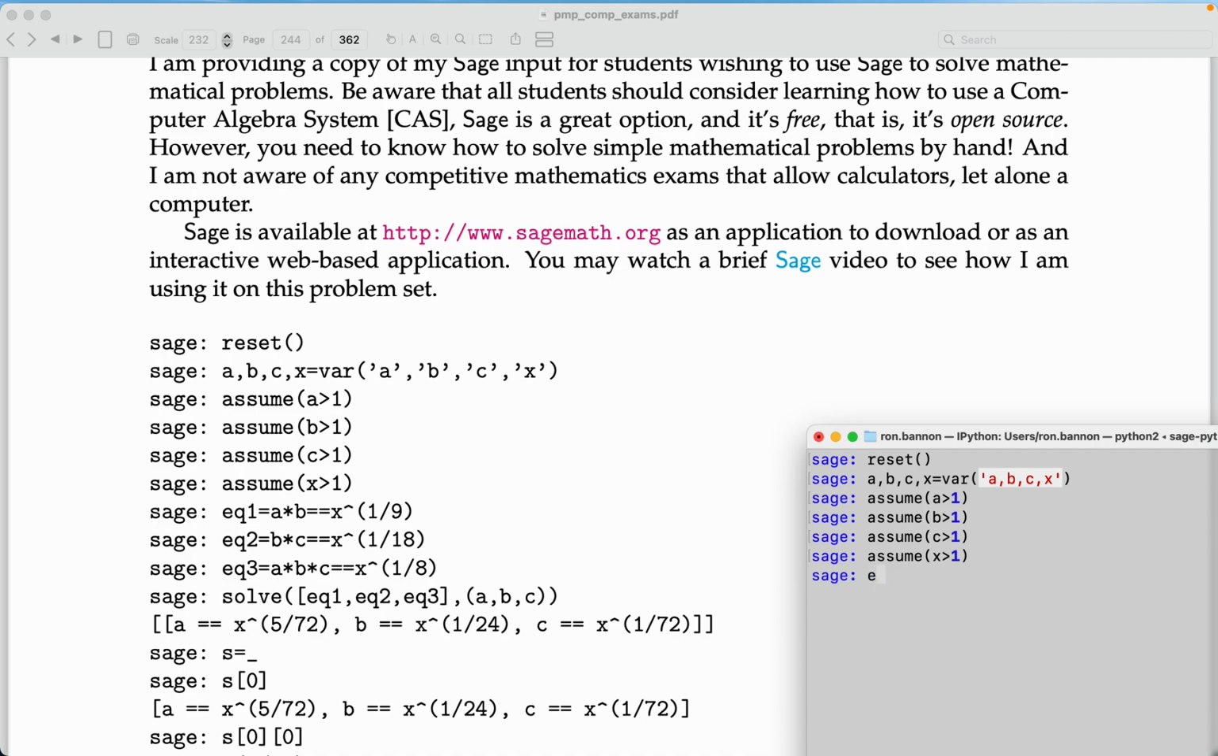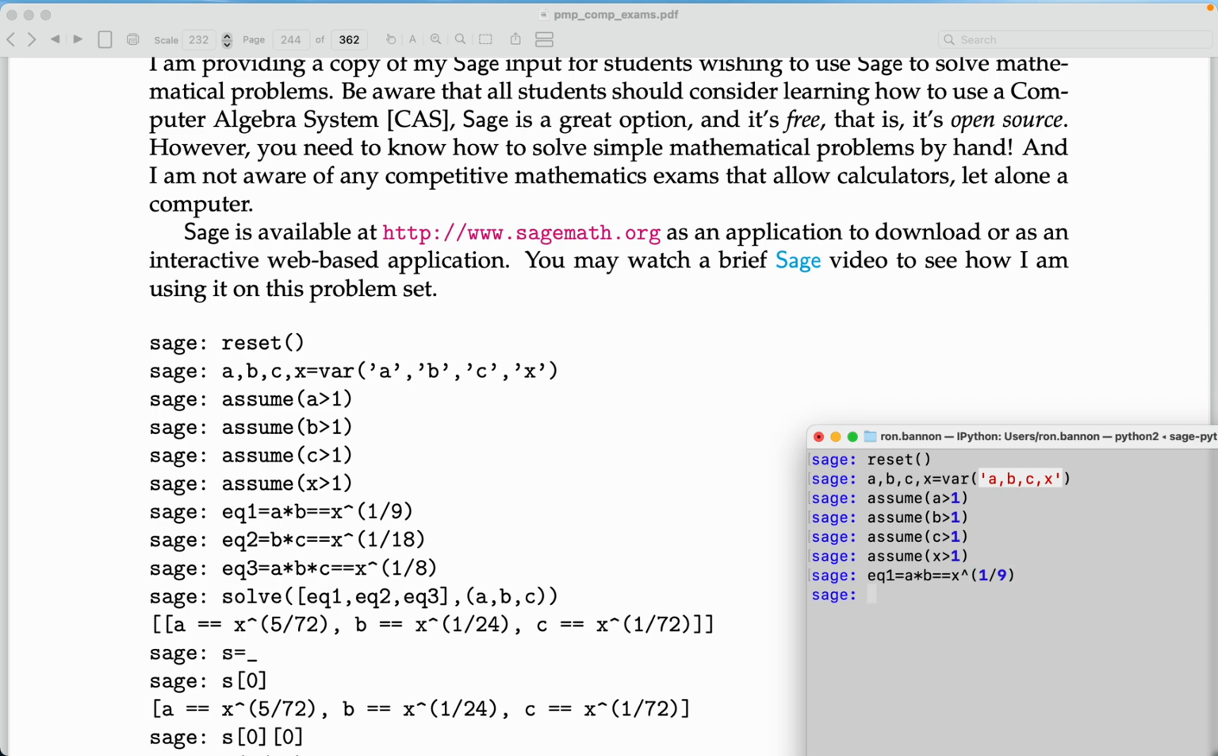I'm going to define an equation now, so I'm assigning EQ1. The name is arbitrary. You can call it whatever you want, like Bob or Sally. I think equation 1 is more appropriate, though. Equals, that means it's assigned. I shouldn't say equal, it's assigned. The equation, A times B, double equal signs indicate an equation, X to the 1/9 power.